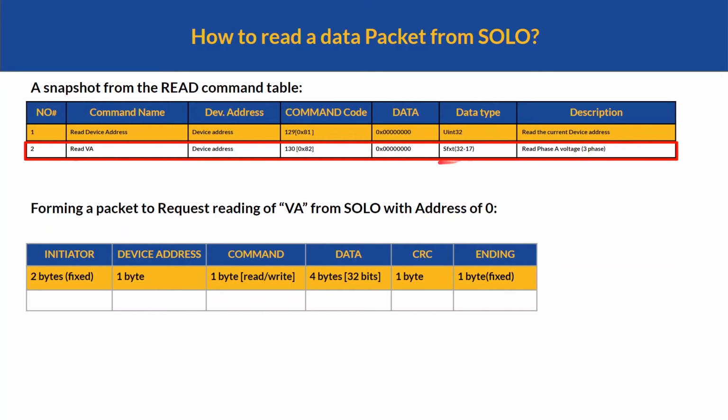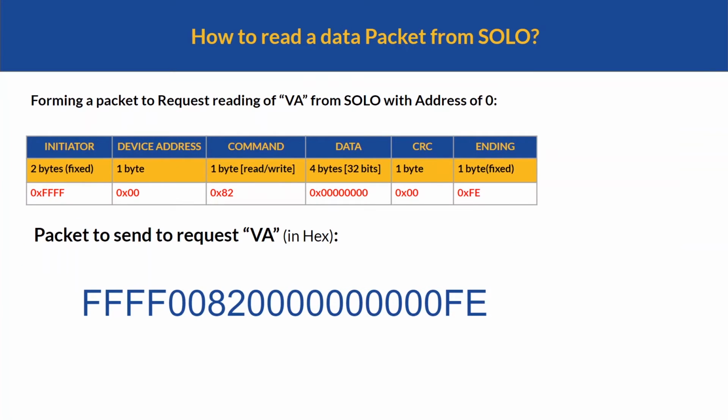But the data you're going to receive in that case will be in fixed point format. So I'm going to form a packet to read that. What should I do? I should put the same initiator, the ending, and the CRC; these are fixed values. My device address is 0 because I'm reading from Solo with the address of 0. The command code is 082, the same as here. And now the data, because I'm asking to read this value, doesn't matter, so just put 0. So the final packet we're going to send is this.